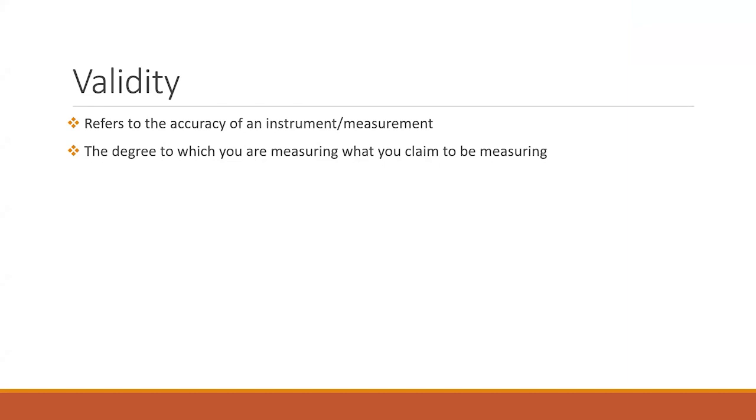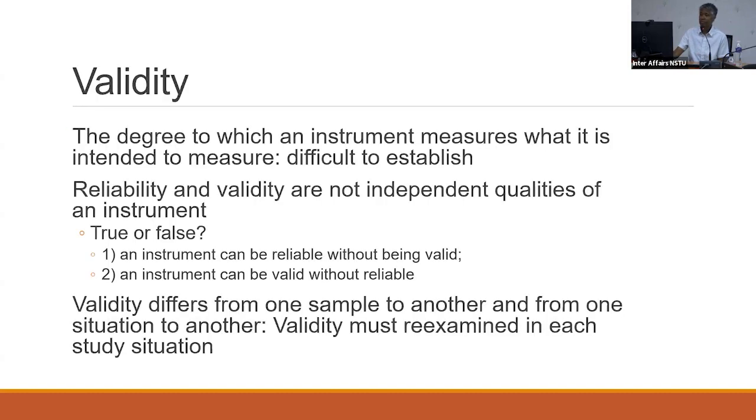Is there a question? Nope, okay. So validity is the accuracy or the correctness of the measurement instrument, meaning the degree to which the measurement instrument accurately measures the construct that you are trying to measure in your study.